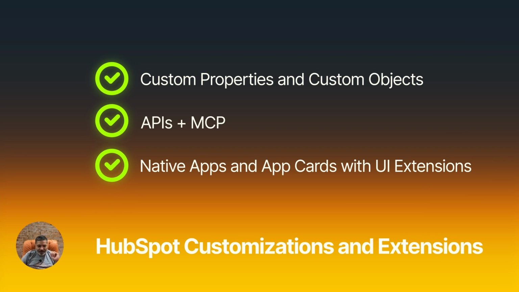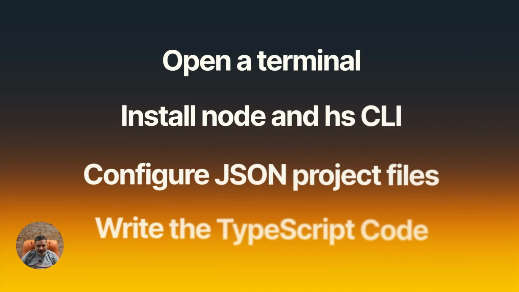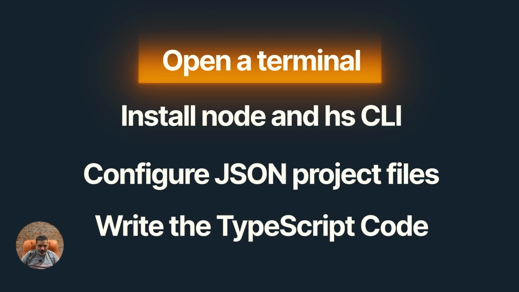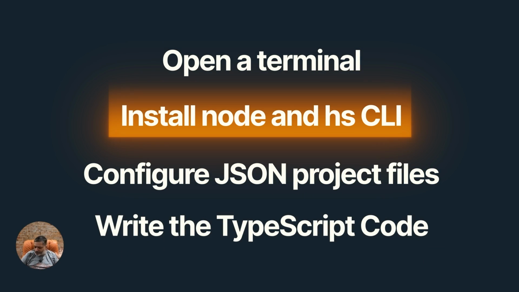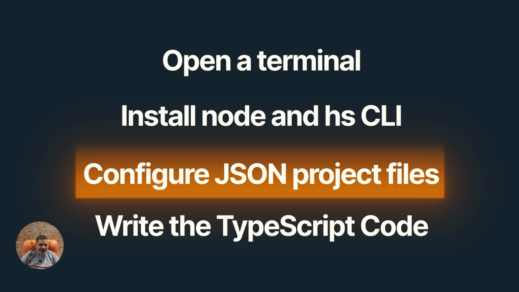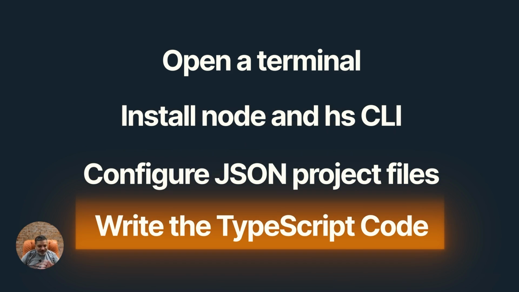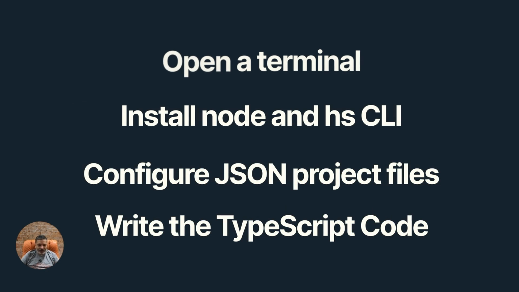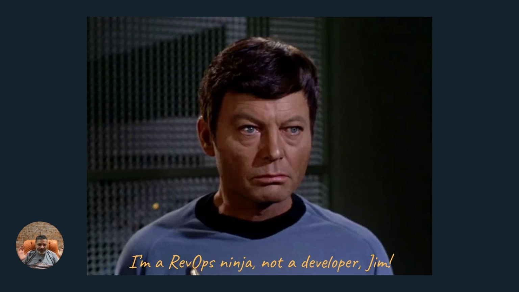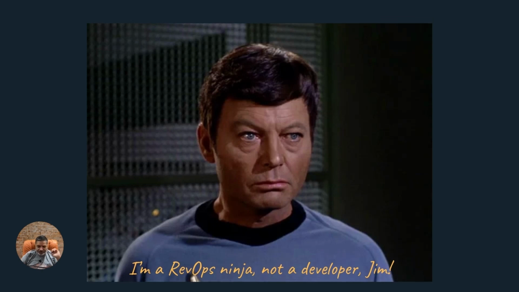SDK. Now, for those of you that have built app cards before, this is likely old hat. So when I say, oh, all you really have to do is open a terminal, install Node and the HubSpot CLI, configure some JSON project files, and write the TypeScript code, you're like, yeah, that's old hat. But for some of you, it's sort of new hat, right? It might cause some anxiety and consternation, because you're thinking, I'm a RevOps ninja, not a developer, Jim.